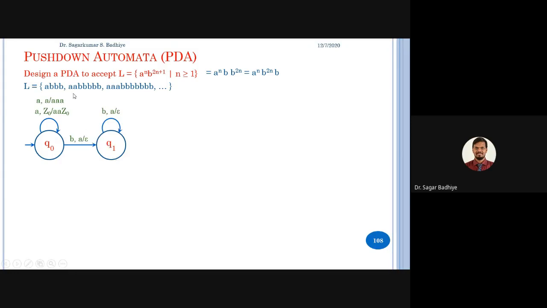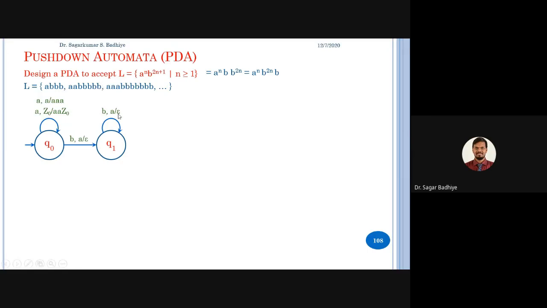So suppose the string is like this: for the first a we will be pushing 2 a's on the stack. For the second a we will be pushing another 2 a's on the stack, so there will be 4 a's on the stack, right? Then on reading b we will pop 1 a for 1 b, right? So we'll be popping for the first b, in the second we'll pop another a, in the third b we'll again pop another a, in the fourth b we'll again pop another a from the stack, right? Now the stack would have Z0 because all the four a's that we have pushed are popped from the stack, right? And we still have a b to be read.